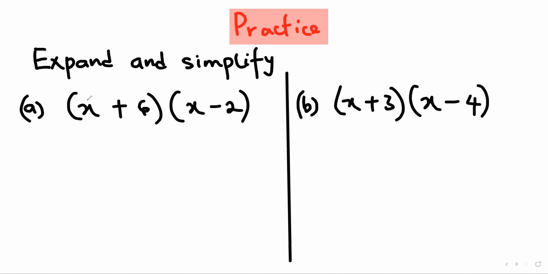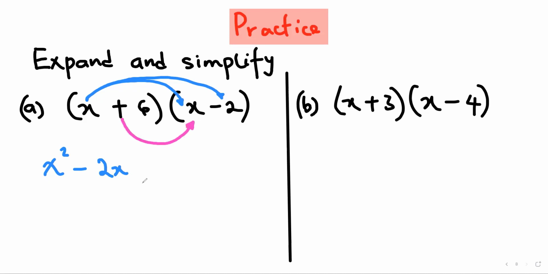So first, we're going to expand by saying x times x, and that's going to give you what? X squared. And then next, we say x times minus 2. Minus 2x. Excellent. And then we take plus 6 times x. Plus 6x, right? And then again, we take plus 6 on the first bracket and multiply times minus 2. Minus 12. Good. Our expansion is ready. So we need to simplify.